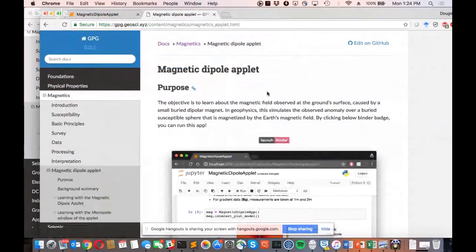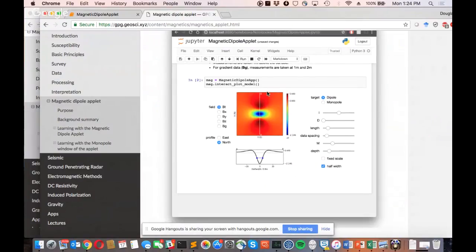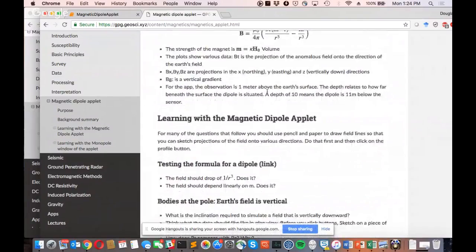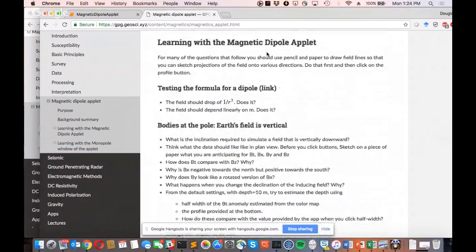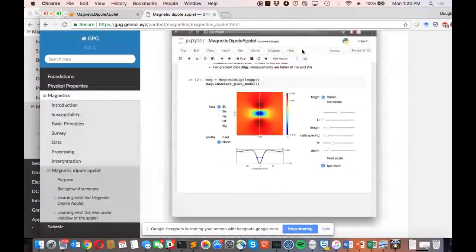When you get here, there's quite a few things on this page. First of all, there's some general instruction, and there's a picture of what the app is going to look like. By the way, how many people actually tried to open this up? Oh yeah, and successful? No? Okay. If we just scroll through here, there's a bit of a background summary, and then there's some stuff in here called learning with the dipole app, and there's a whole bunch of questions there. So we're going to use those.